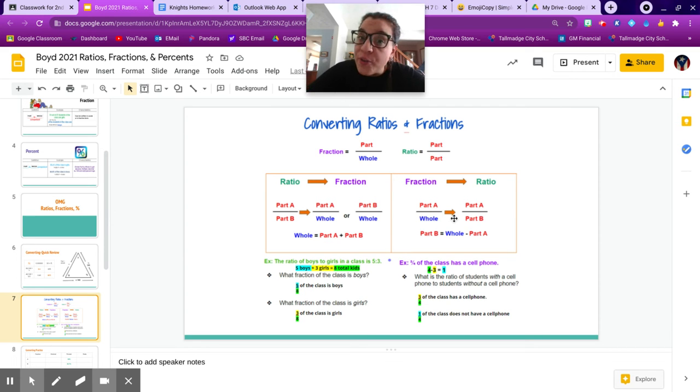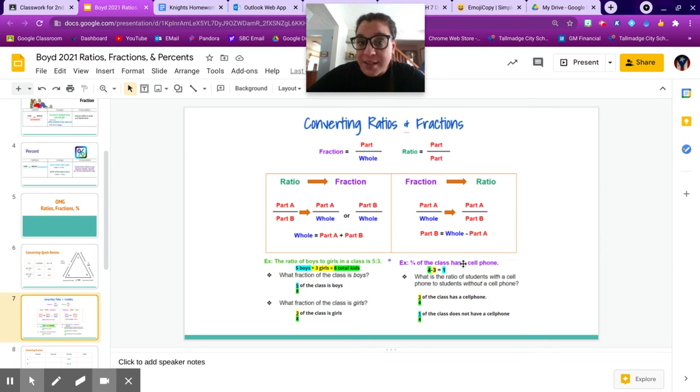Now, what if I know the fraction, but I'm trying to turn it into a ratio? If you know the fraction and you're trying to turn it into a ratio, instead of adding to figure it out, you're going to subtract. So you're going to take your whole minus the part that you know, and you're going to subtract it to find the other part. So for example, 3/4 of the class has a cell phone.